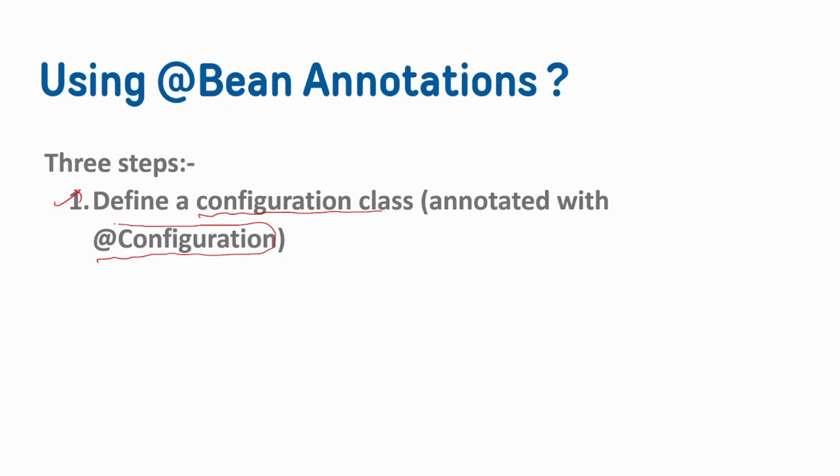Now you will be wondering, what are annotations in Java? Annotations are like metadata. What are annotations? Annotation is nothing but metadata. Metadata means the data about the data. So annotations basically provide information about our code to the compiler and framework.